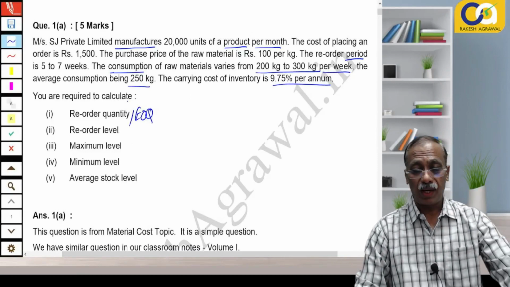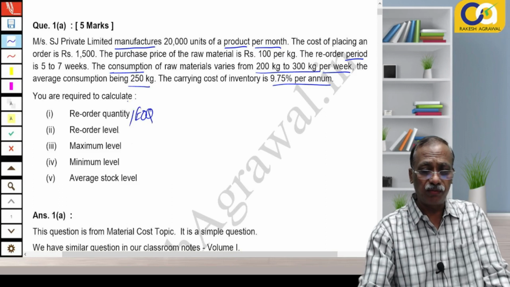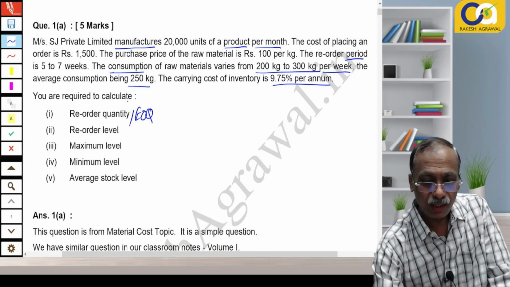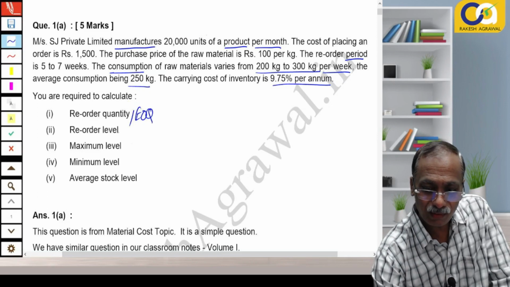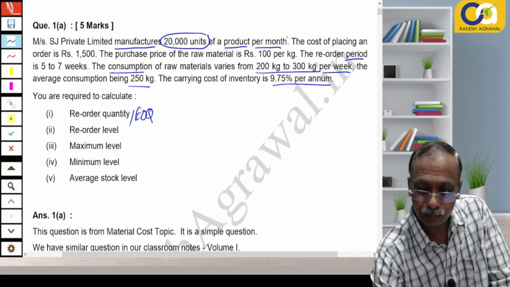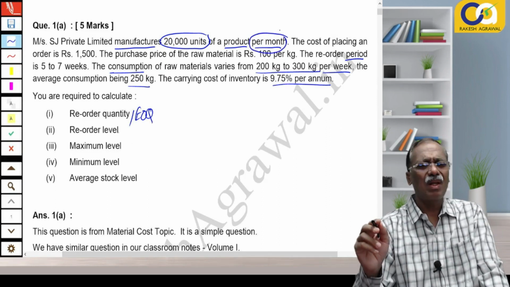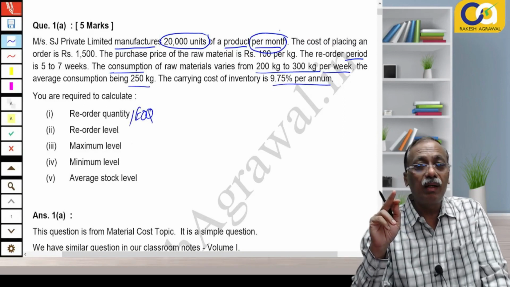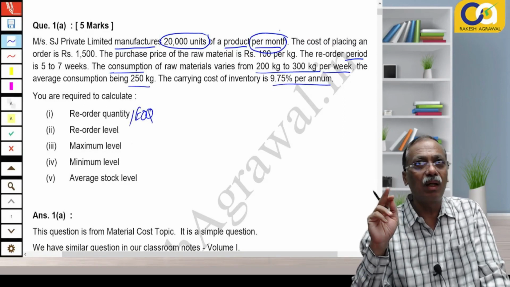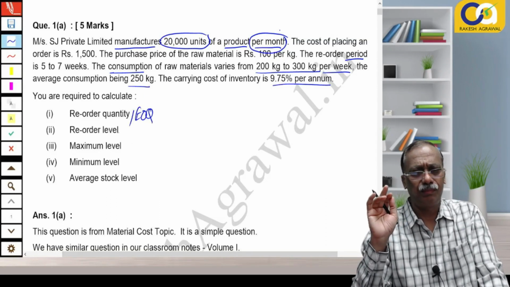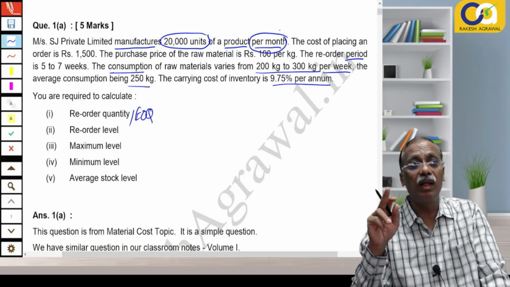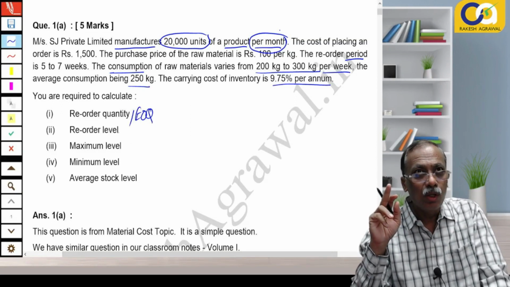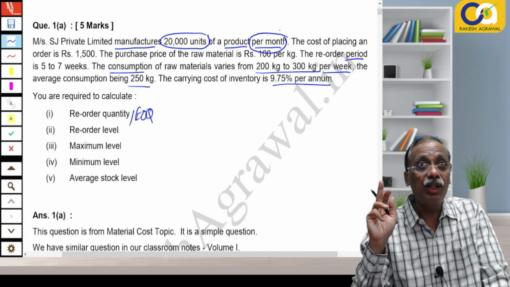Okay, right, let's go. First of all, the first accident spot of this question, though the question is just for 5 marks, we have underlined these 2 words. You are going to manufacture 20,000 units, and this is per month. Now, why is this sentence important? Please remember, we calculate inventory levels for raw material, not for finished goods. What you are manufacturing is finished goods.